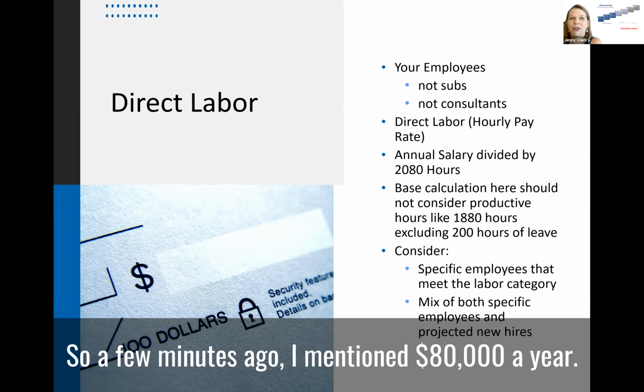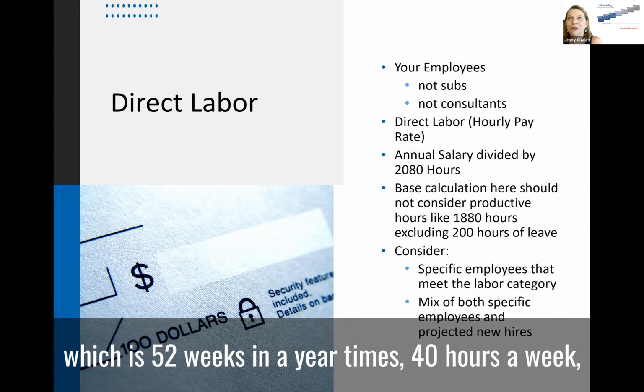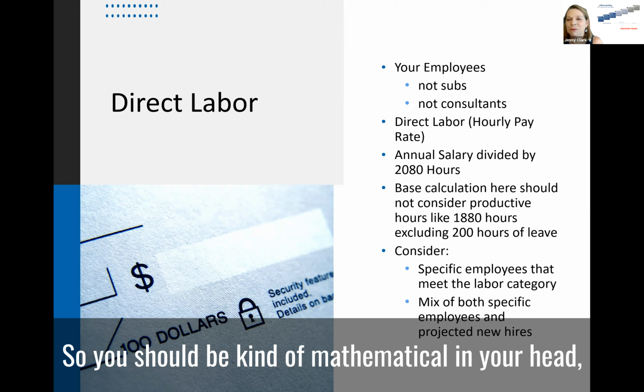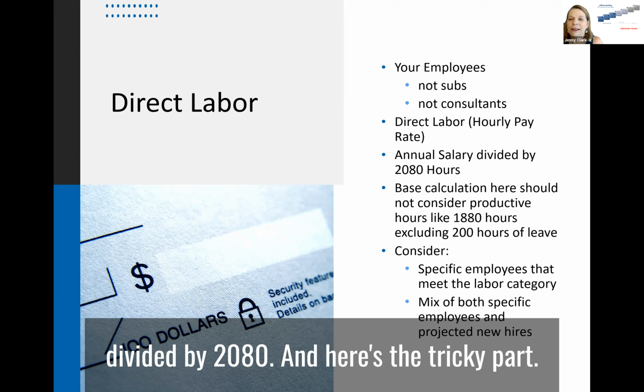So a few minutes ago, I mentioned $80,000 a year. When I divided that by 2,080 hours, which is 52 weeks a year times 40 hours a week, that's around $40 an hour. So you should be kind of mathematically in your head knowing what these are. It is the annual salary divided by 2,080. And here's the tricky part.